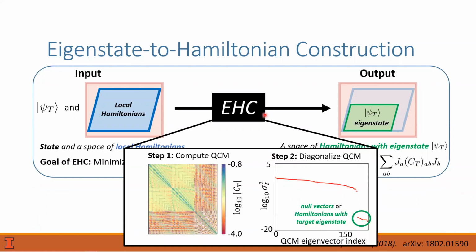So basically the method is essentially 2 steps. You compute the quantum covariance matrix for some state and some basis of operators, and then you diagonalize it and look at its spectrum. If you find any 0 eigenvalues, basically you found solutions to your problem. You found Hamiltonians with your state as an eigenstate, and any linear combination of these Hamiltonians will have your state as an eigenstate. But as we just mentioned, it can be anywhere in the spectrum. It doesn't have to be a ground state.